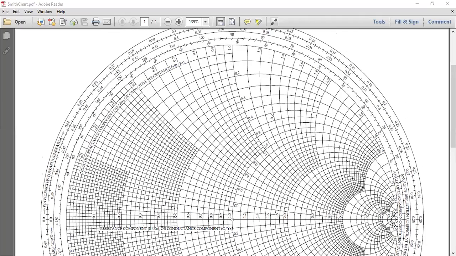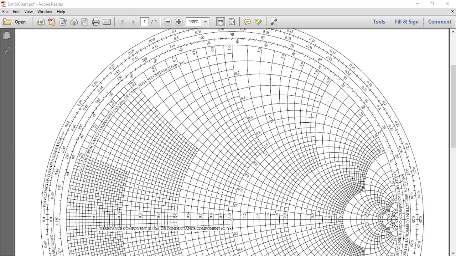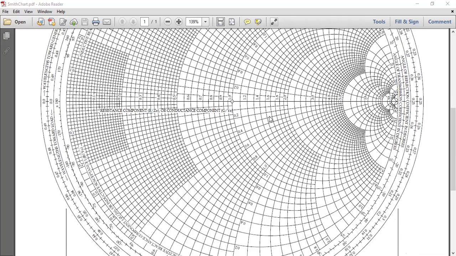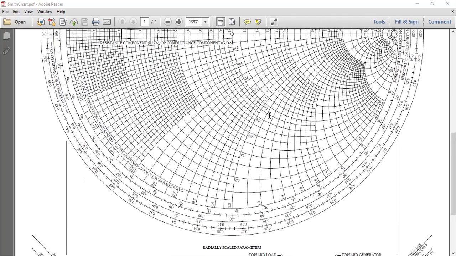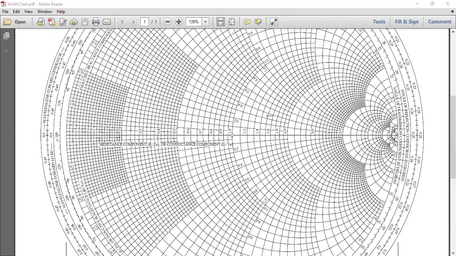So this is the Smith chart. Now, what is the role of this Smith chart? In this Smith chart, there are multiple complete lines and some lower lines. So, what is this Smith chart?